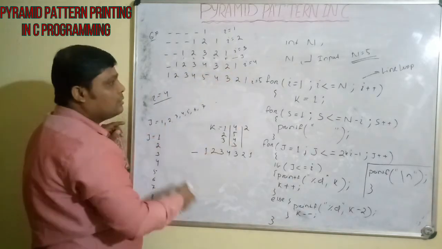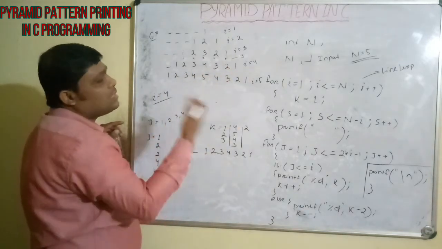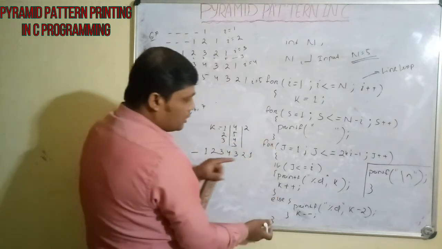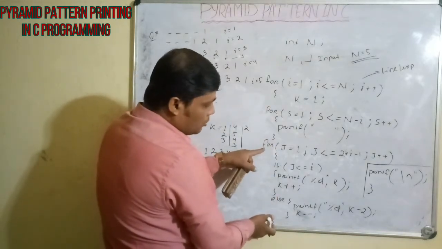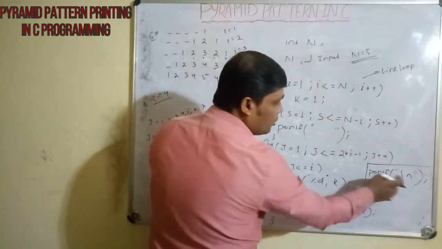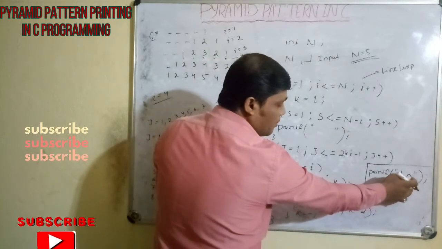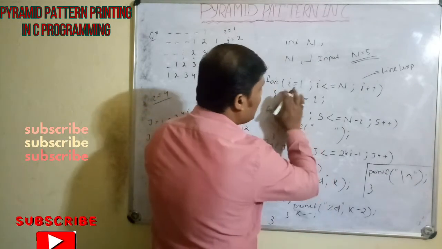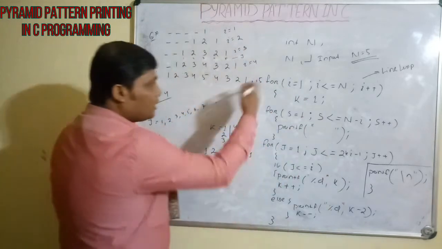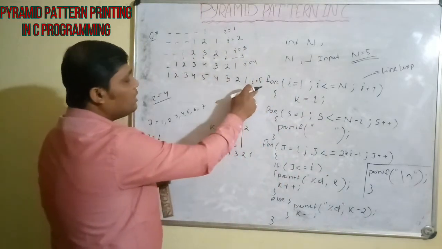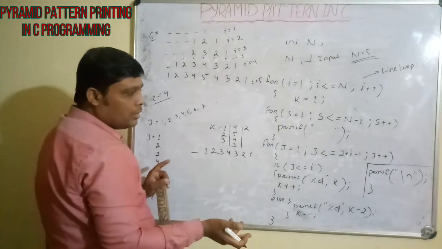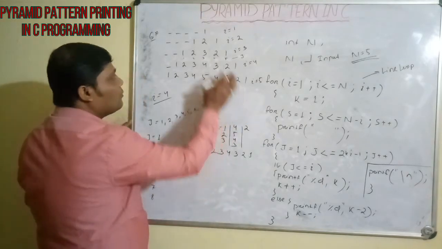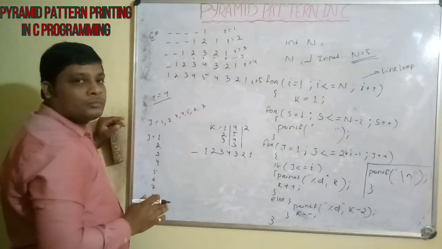Clear? Like this you can check for each line. Then after this condition will be false and it will go out of J loop. After J loop it will go to the next line as printed backslash n is there within the I loop. So for next I, whatever it will print, it will print in next line. Clear? This is the logic to print this structure.